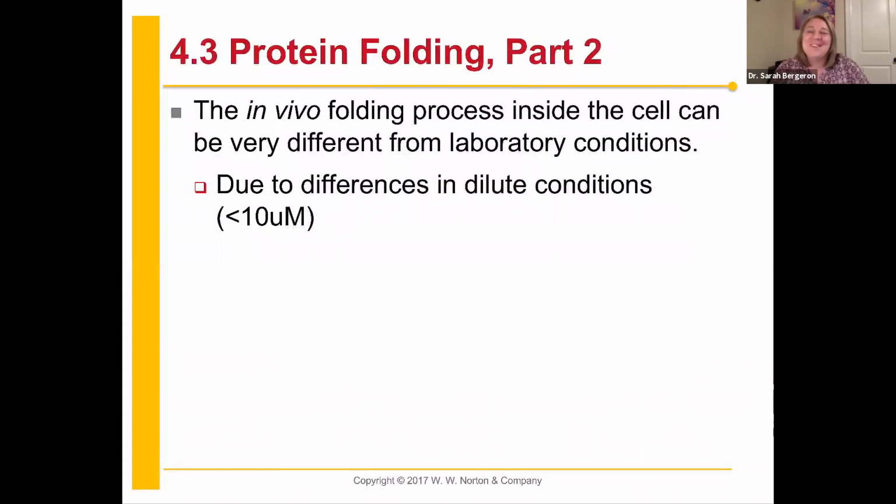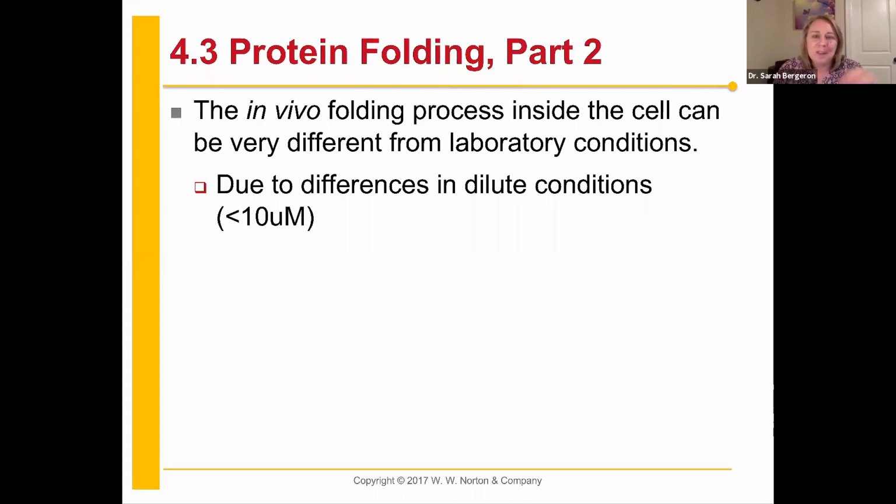Okay. So the third part of the general principles that coordinate folding is that in vivo folding is very different than in vitro. Remember, in vitro is in the test tube, right? So when we study all this folding in a test tube and all that kind of stuff, it's not really what's going on in the cell.